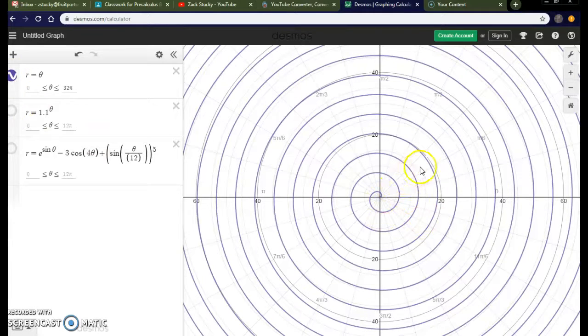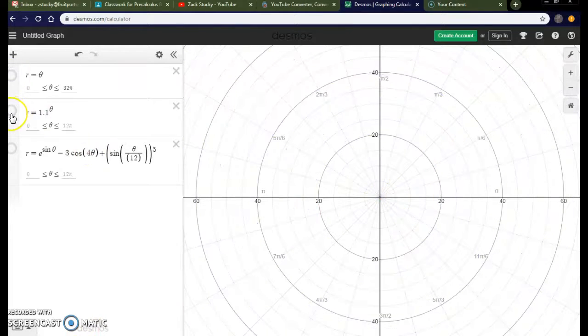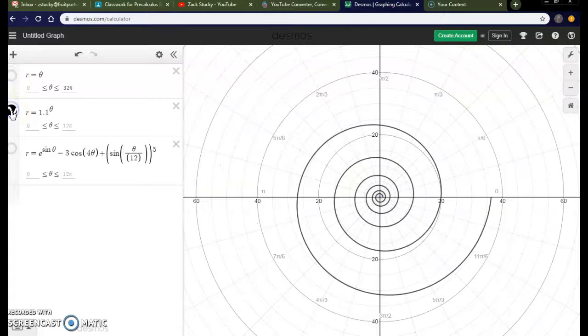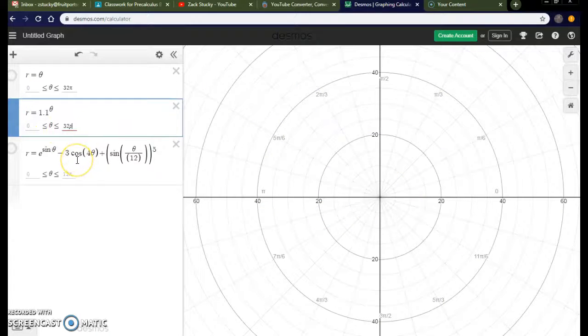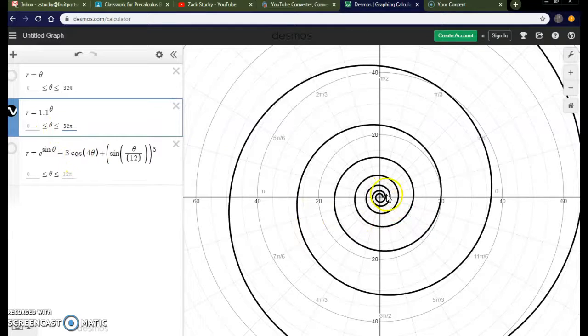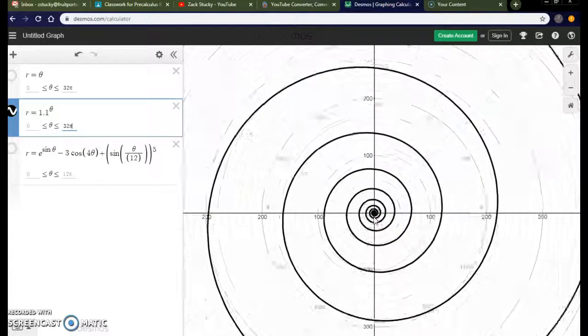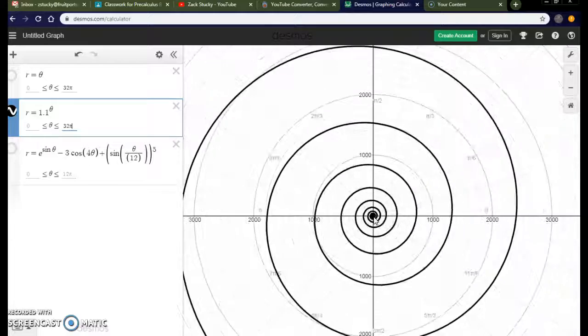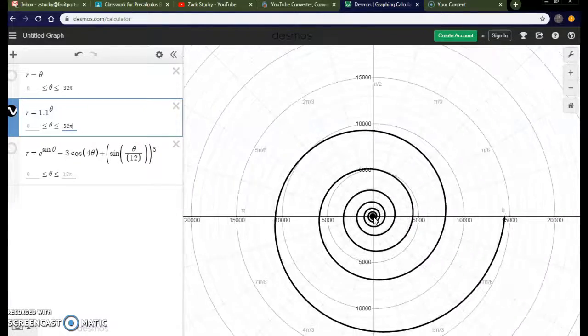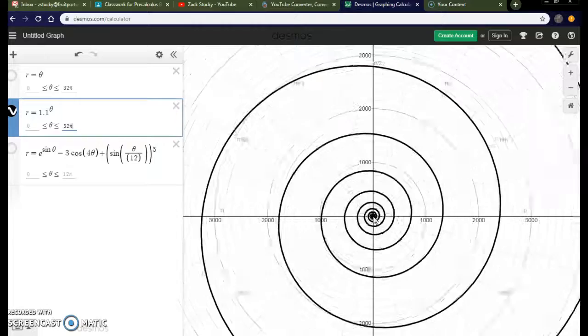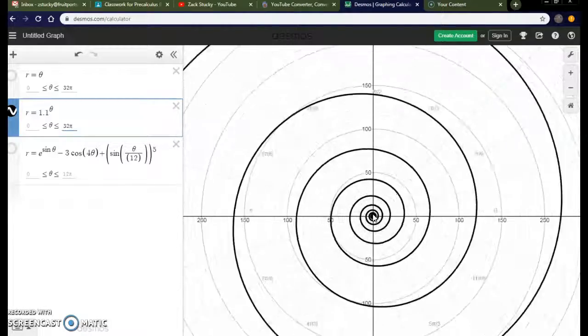Notice how it goes out by the same ring each time. It goes the same distance. But with the logarithmic spiral, the gaps keep getting bigger and bigger. So I'll go to 32 pi again. And so you see how the rotations get bigger, so I can zoom. Anyway, pretty cool.